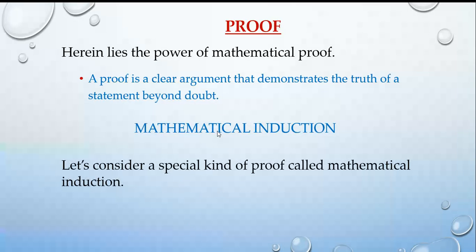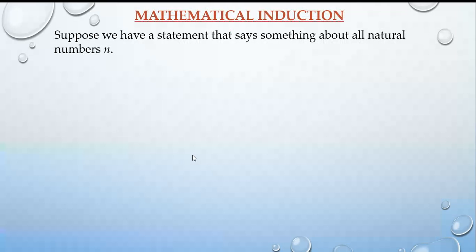So by the mathematical induction method, we can say that any statement which we make is true after proving that it is true or not, right? So let's see how this mathematical induction method will work. In this method, suppose we have a statement that says something about all natural numbers n. First we suppose that statement is P, right?